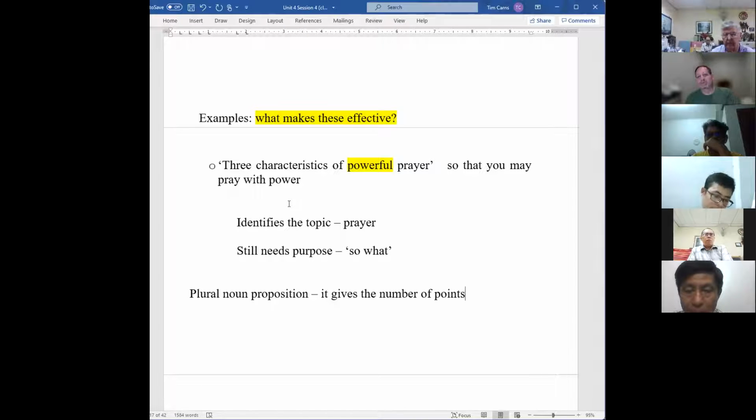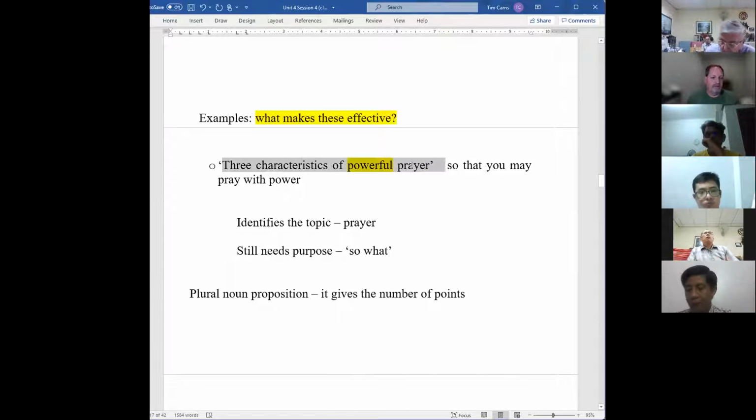So you'll be able to make it clear. The first characteristic is, it must be according to the will of God, just as Norman said. The second characteristic of powerful prayer is it must be consistent. And the third characteristic of powerful prayer, it must be fervent, or something like that. So it's easy to follow if you give your hearers an idea of how many points you're going to be making as part of this part of your sermon.